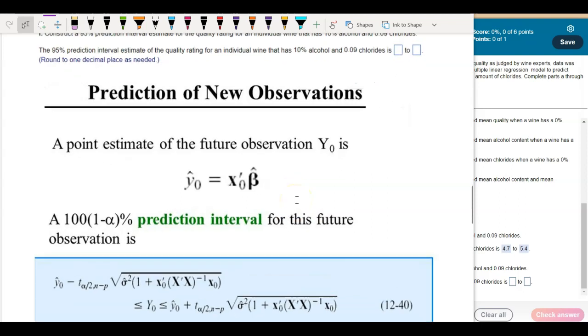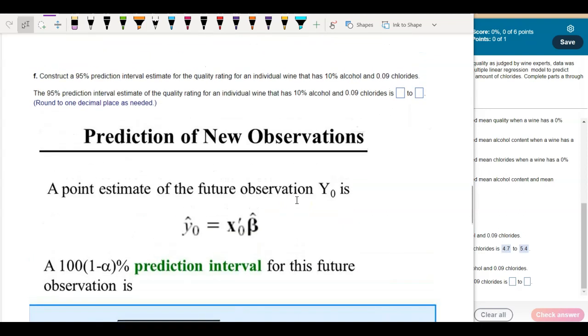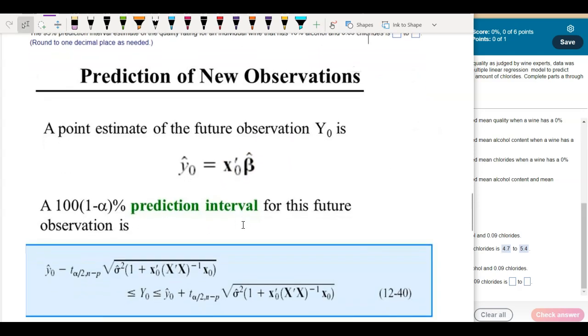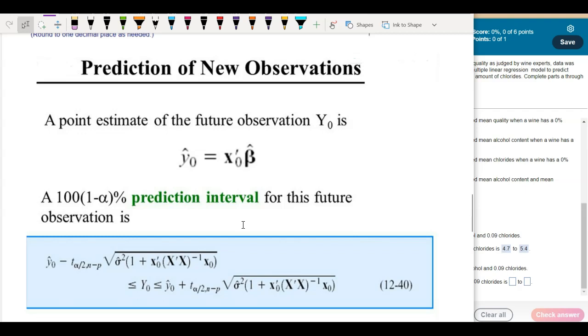So for question F, we are looking for the predictive interval, the 95 percentile predictive interval estimate, and we have the same values for x1 10% and x2, which is 0.09. Now, according to the formula again, the y hat is going to be x0 transpose times the values of the betas, that's the B. And we notice here that the formula is very similar to the confidence interval.